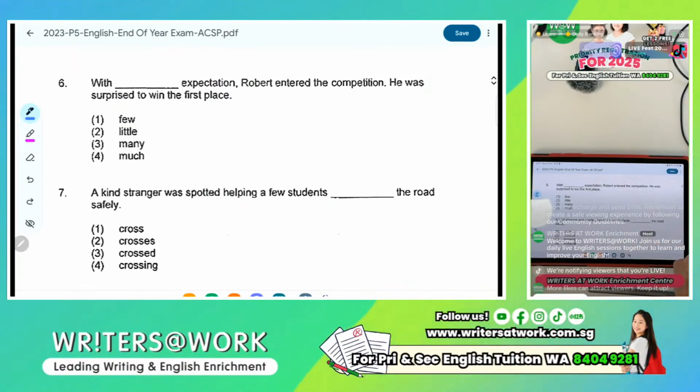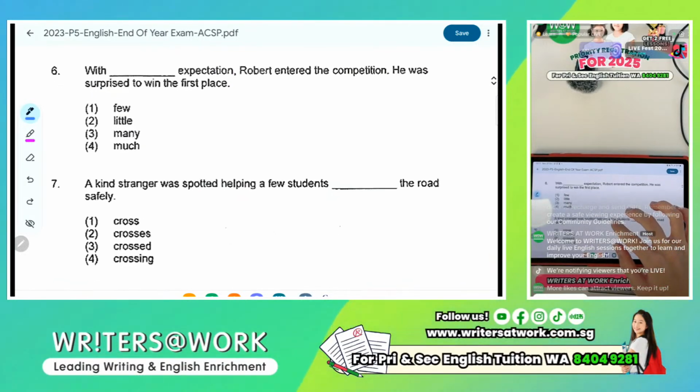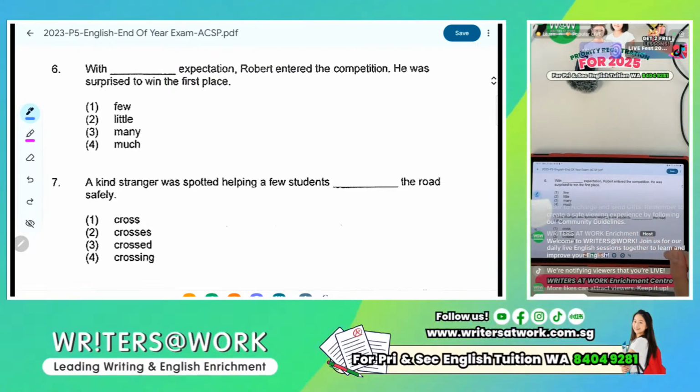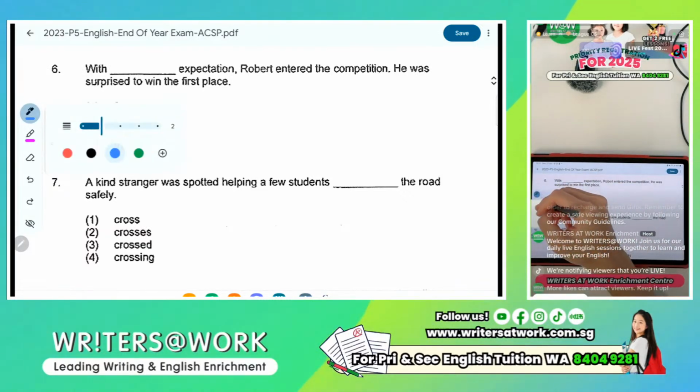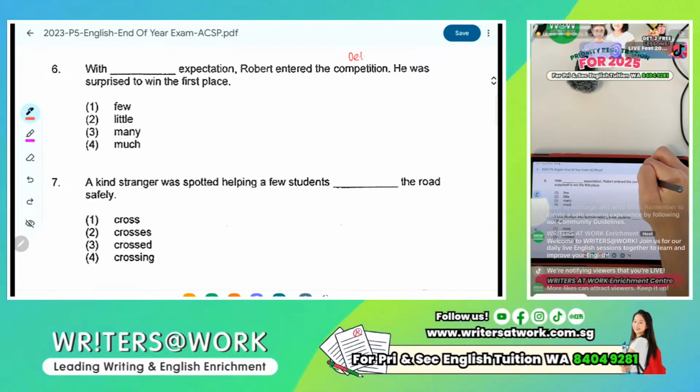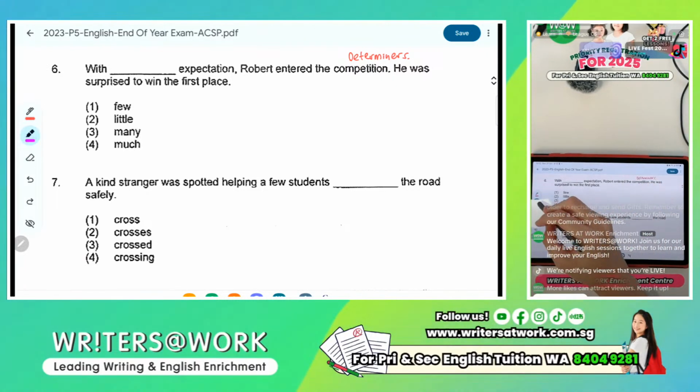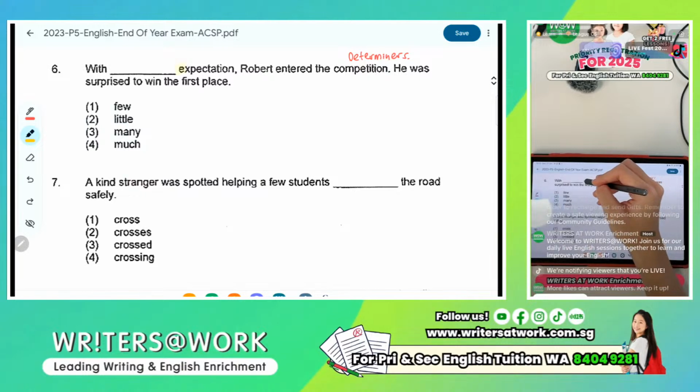Now let's take a look at question 6. With dash expectation, Robert entered the competition. He was surprised to win first place. Over here, we are interested in determiners. Basically, these are words to demonstrate amounts. So like many, much, some, few, etc. First keyword, expectation. This is uncountable.